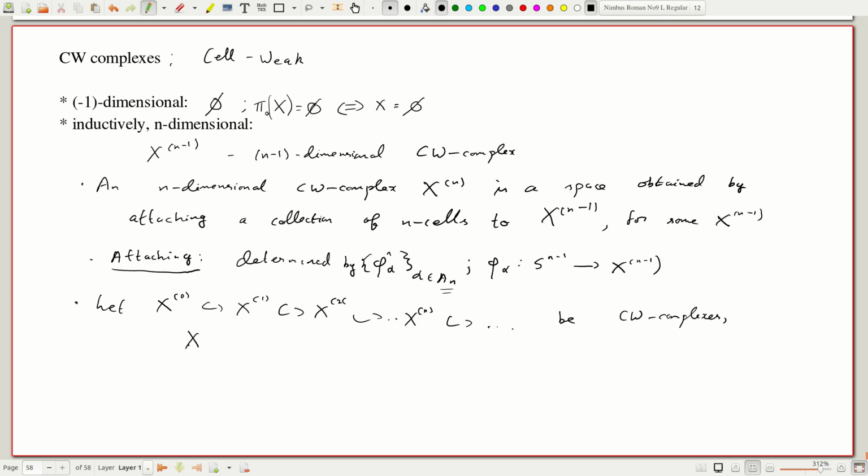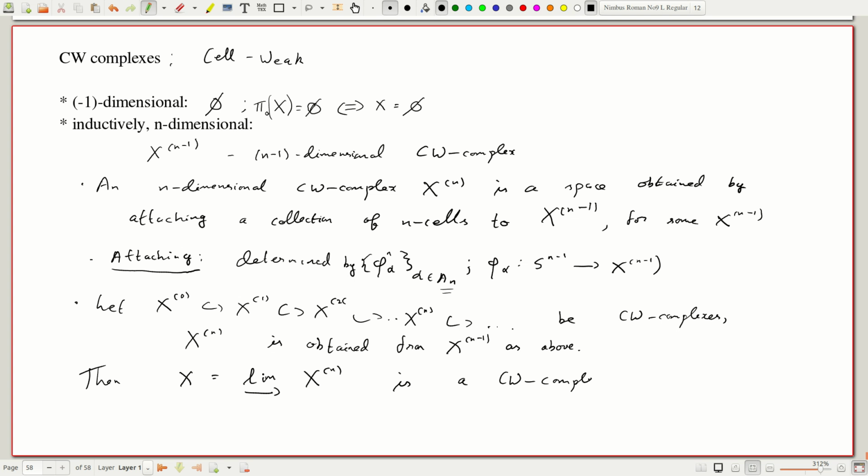and X_n is obtained from X_{n-1}, as above, by attaching n-cells. Then if I look at X, which is the direct limit of X_n, it is a CW complex. So this is again by definition. We are taking two kinds of inductive constructions. One is just a step and the other is taking a limit. Okay, so an inductive construction and a limit.